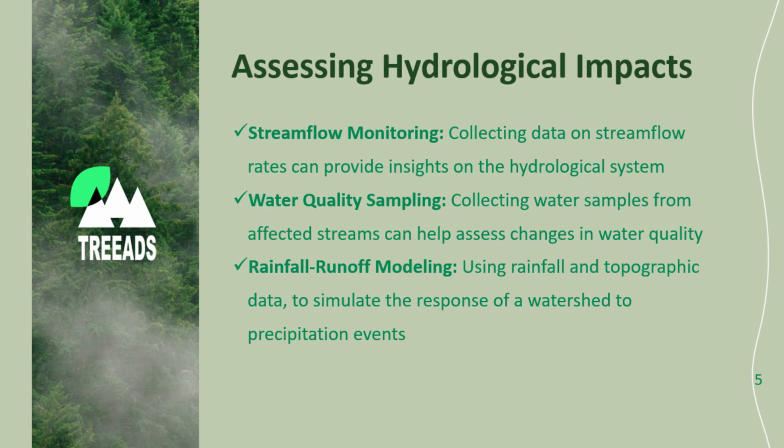Rainfall runoff modeling. Using rainfall and topographic data, rainfall runoff models can simulate the response of a watershed to precipitation events. These models can help estimate changes in runoff rates, identify areas prone to flooding, and assess the impact of the wildfire on the hydrological system.